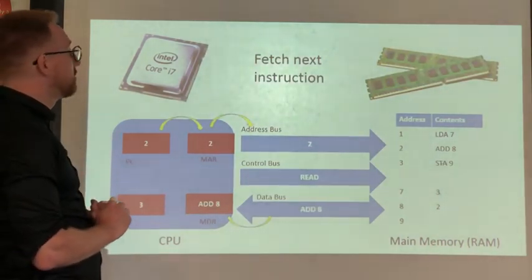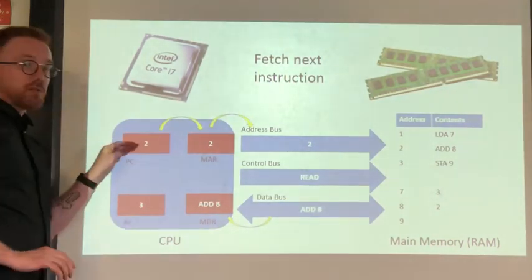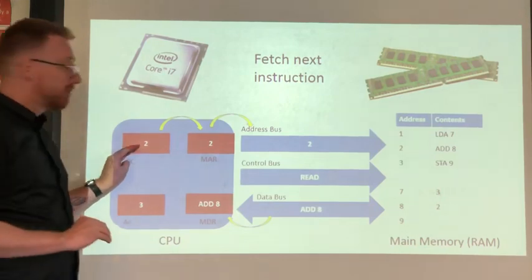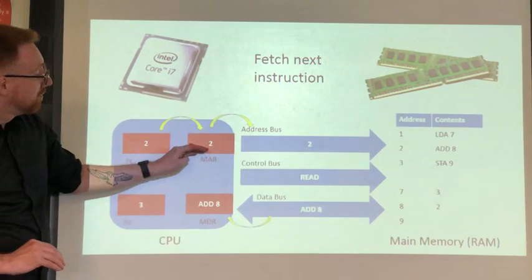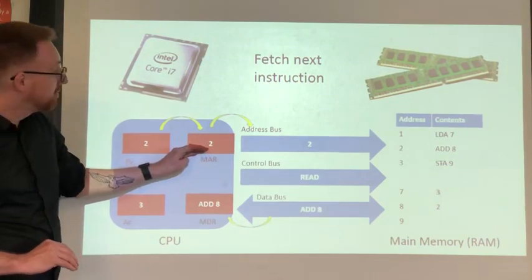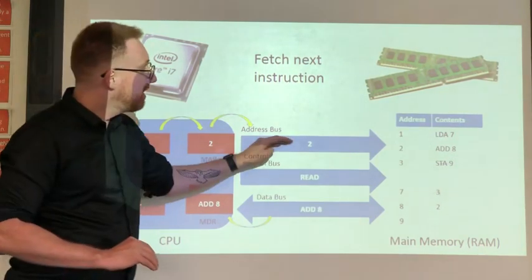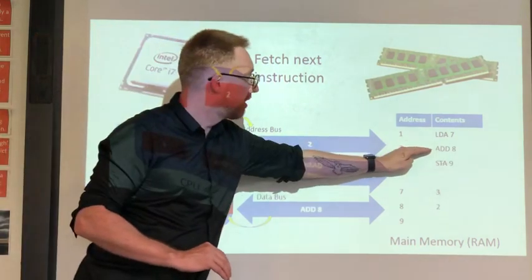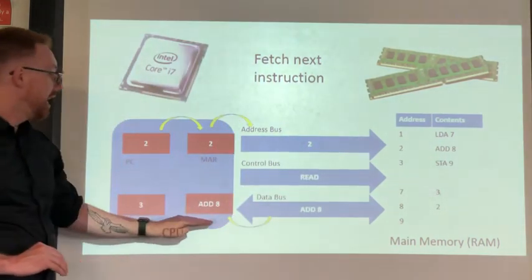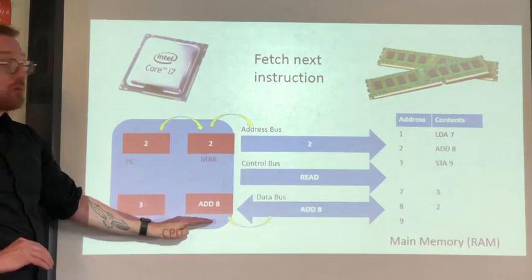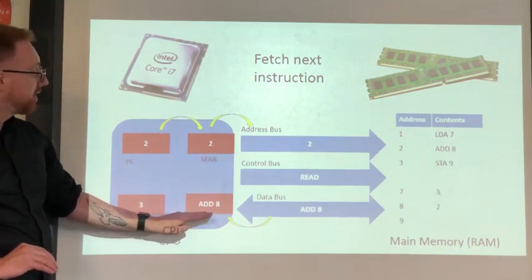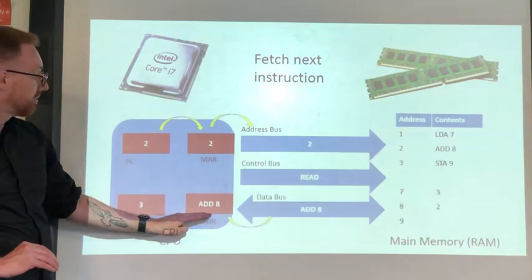So, let's fetch the next instruction. So the program counter points to the next instruction, which is in memory location 2. So we put that into the memory address register, read in the instruction that's in location 2, into the memory data register, and we're now ready to decode and execute that instruction.